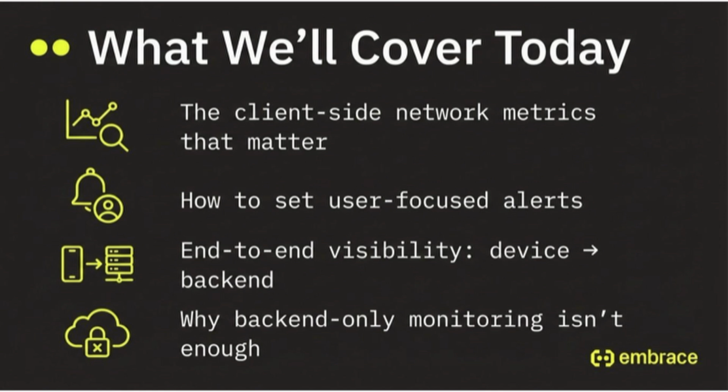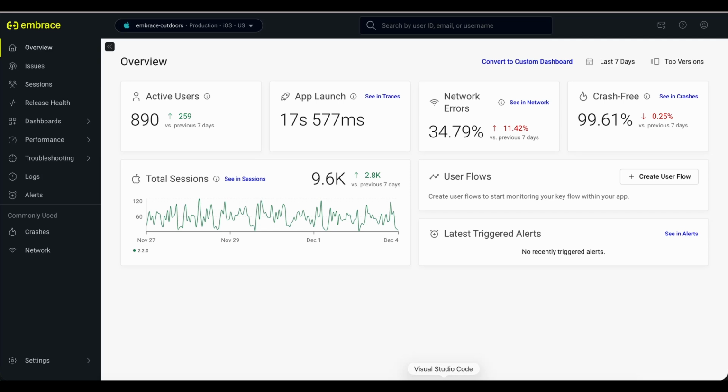All right, let's talk about what we'll cover today. You'll learn what metrics matter most on the client, how to set user-focused alerts, when end-to-end visibility is crucial, and where backend-only monitoring falls short. We now move on to the actual demo inside Embrace using the Embrace Outdoors Sandbox app.